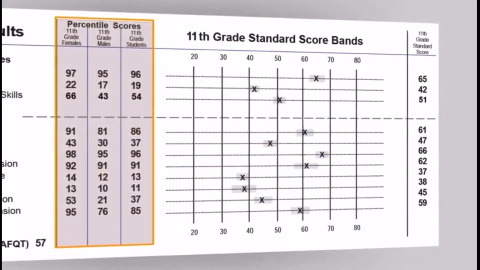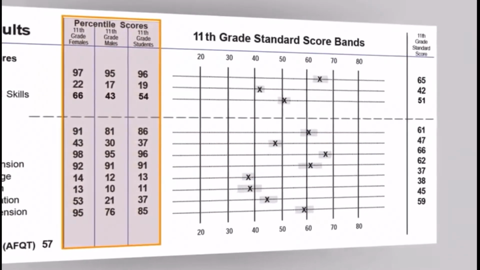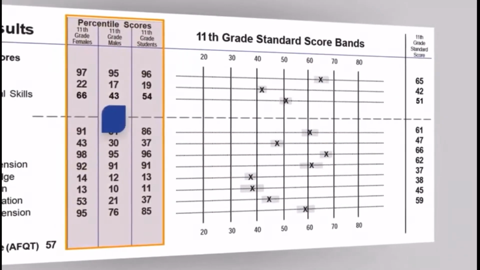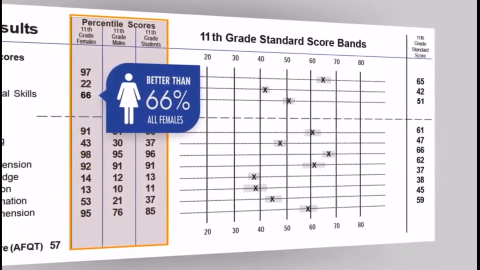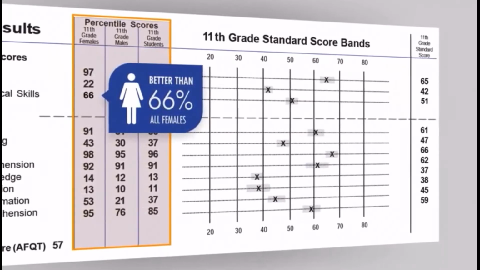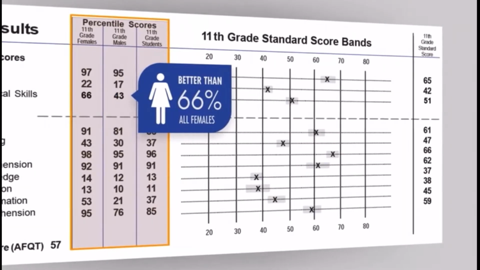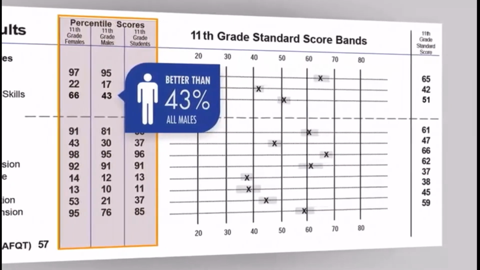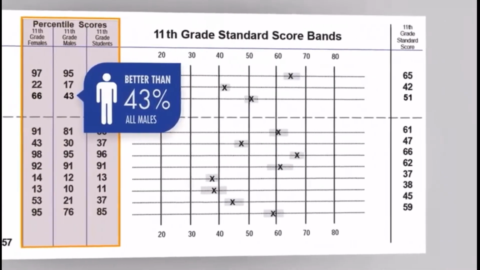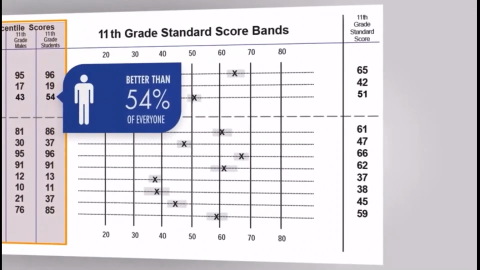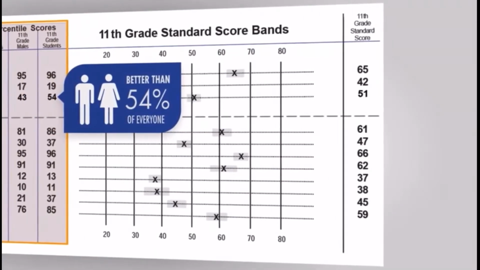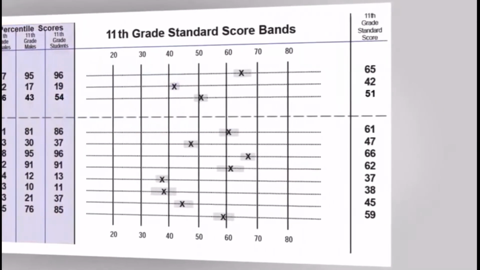same or opposite gender. Let's say this test sheet shows a female's test scores. In science and technical skills, she scored as well as or better than 66% of all 11th grade females who took this test. She scored as well as or better than 43% of 11th grade males who took this test. Finally, she scored as well as or better than 54% of all 11th graders who took this test. Now let's look at the standard scores.